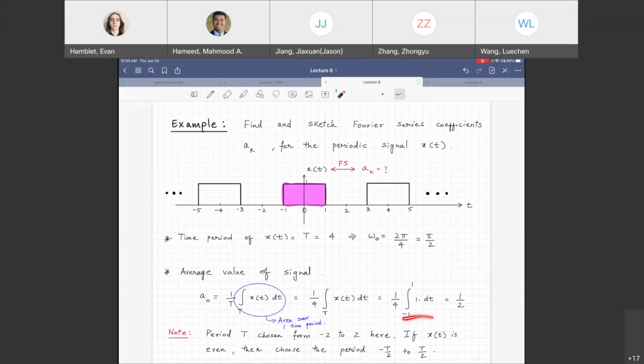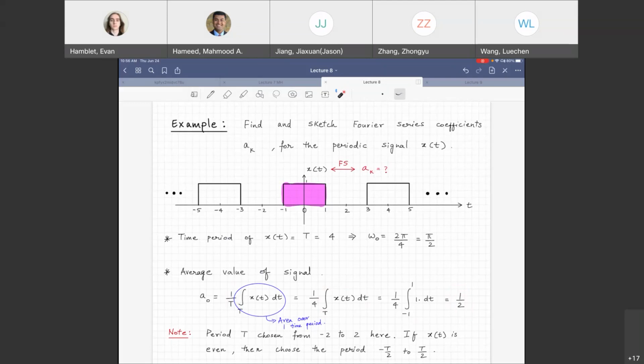You can do the integration, but you can also do the calculation in this case very quickly. What about 1 over T? T we computed as 4 earlier. Plug it in there, you've got half for the answer. I am finding a sub 0 first, and there is a reason for that.